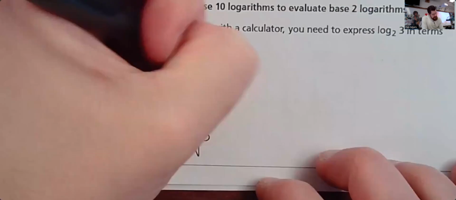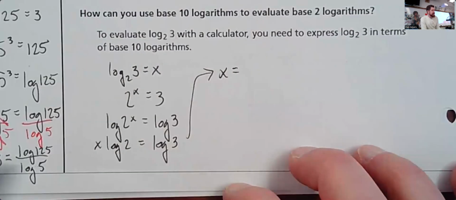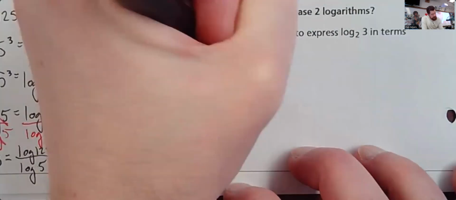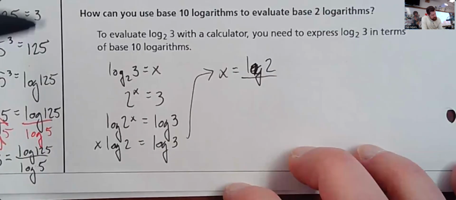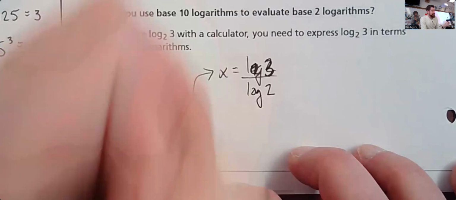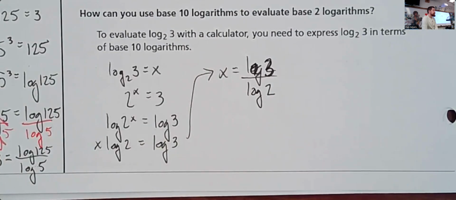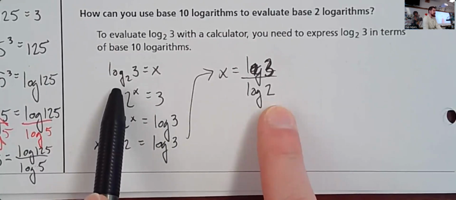So that means that if we go back up here, x is going to equal, we have to divide by log 2 on both sides. X is going to equal log 3 divided by log 2. So we're dividing by log 2 on both sides. So we're changing the base from a base 2 to a base 10. And if we type both of these things into our calculators, they should give us the same answer.